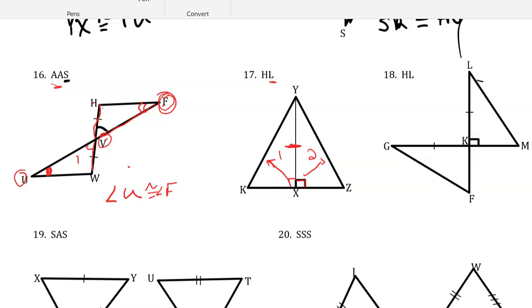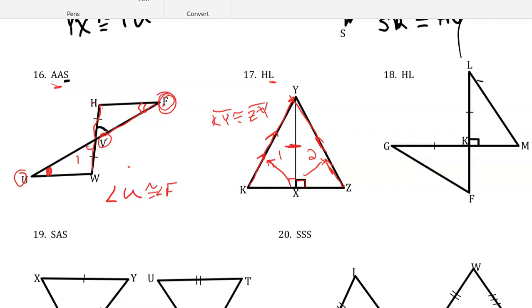So we would say that segment KY, from here to here, would have to be congruent to segment ZY, from here to here, okay?